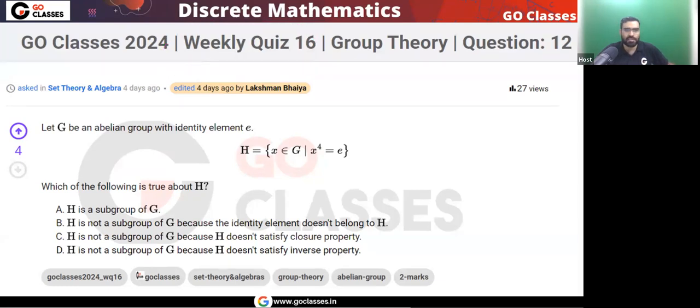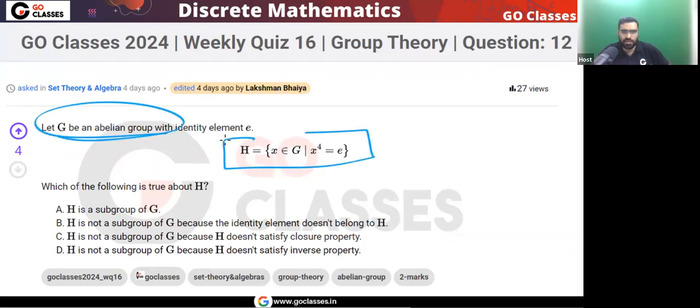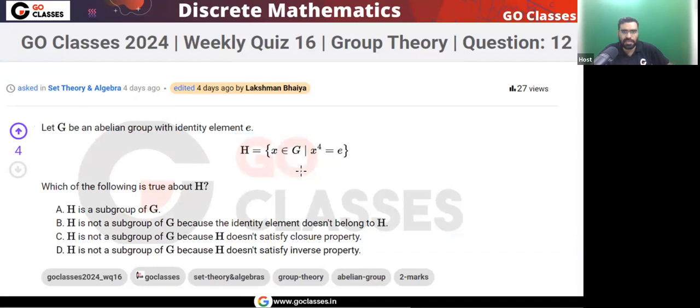Okay, so let's start with question number 12. Tell me, if G is an abelian group with identity element e, and this H is given to you. In this H, we have those elements of G for whom x power 4 is equal to the identity element. Now the question is asking which of the following is true about H: H is a subgroup, or H is not a subgroup.